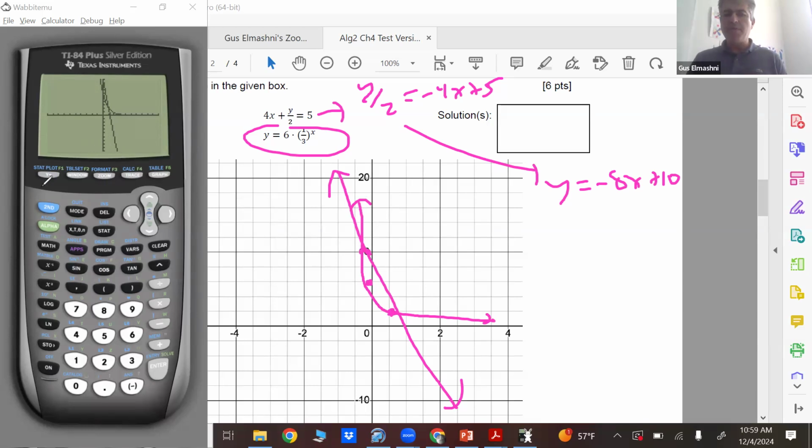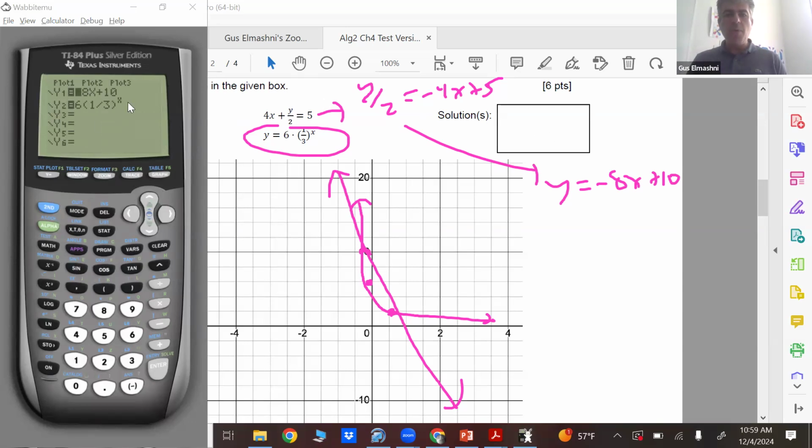Now, do you guys remember how to find the point of intersection? You hit second trace, you pick option 5, and you move close to the point of intersection. And hit enter 3 times. 1, 2, 3. And there's the first one. That's what you should have. And we can put the points of intersection as the other points. So definitely one solution will be x equals 1.